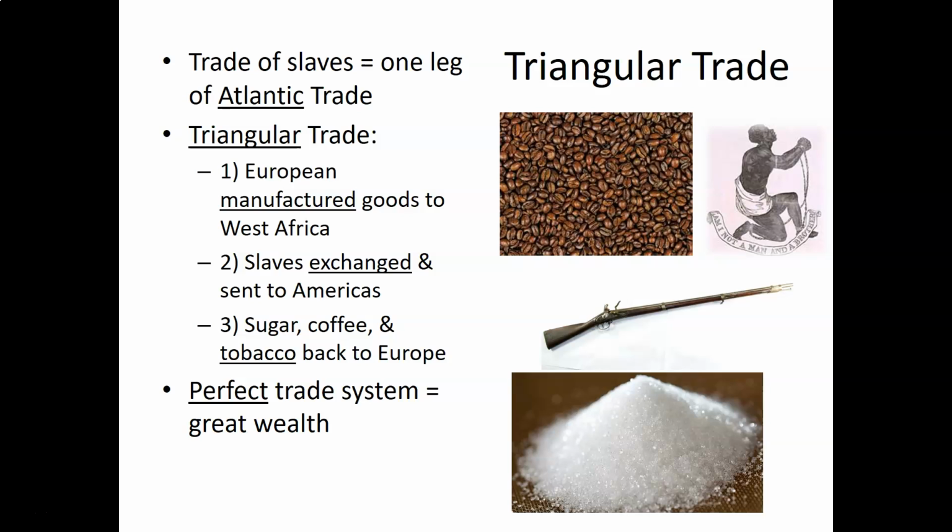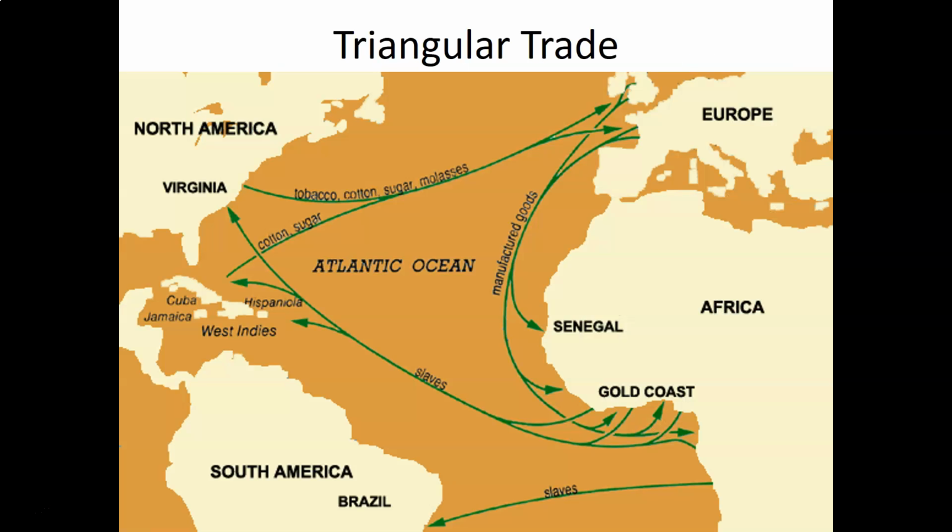Have it get harvested, put it back on ships, and it goes to Europe. So there's your triangular system. It's a perfect trade system. It offers great wealth, and it's well balanced. Okay? All right. Here you can see this trade actually in motion.